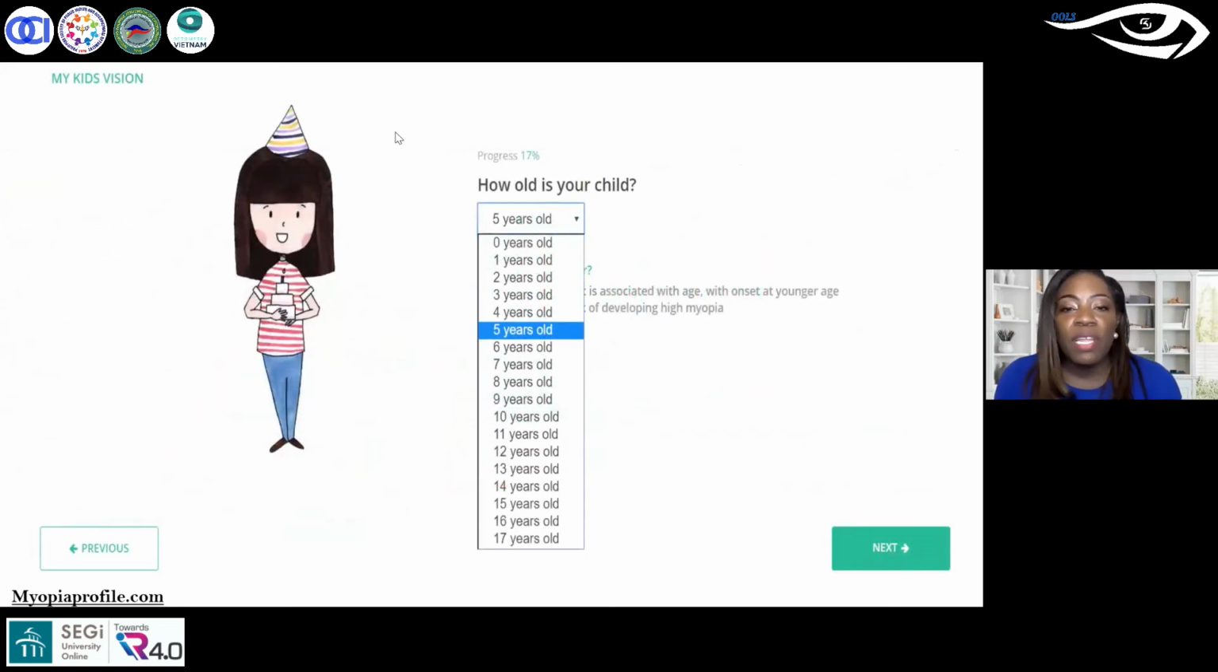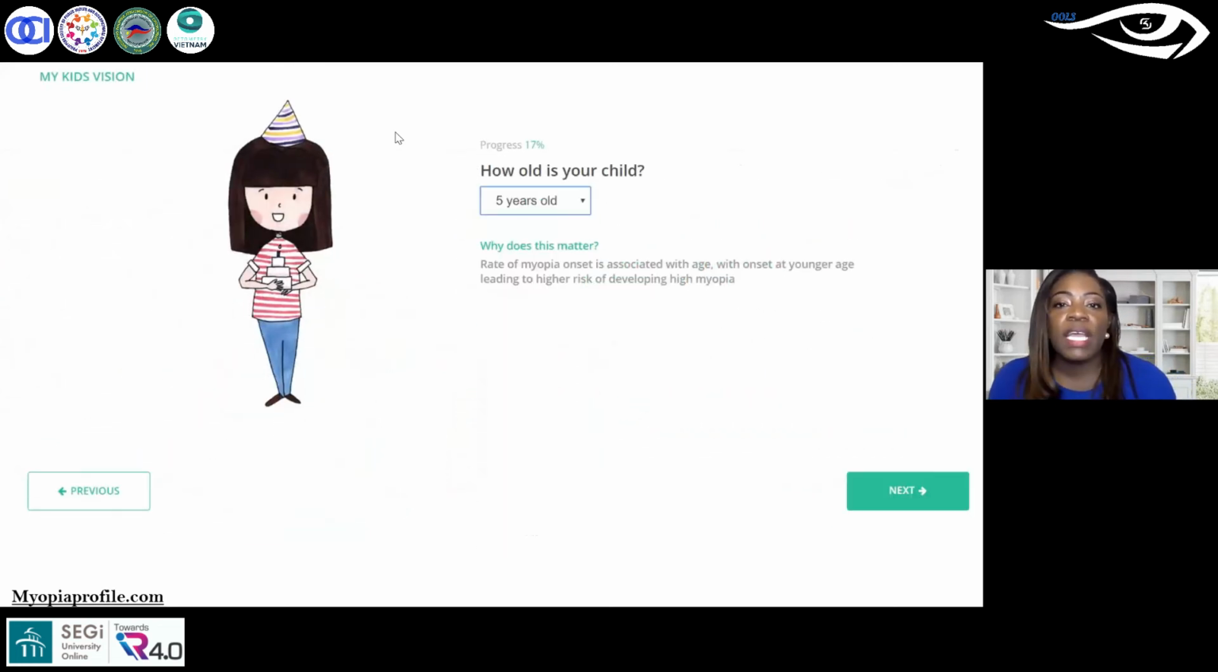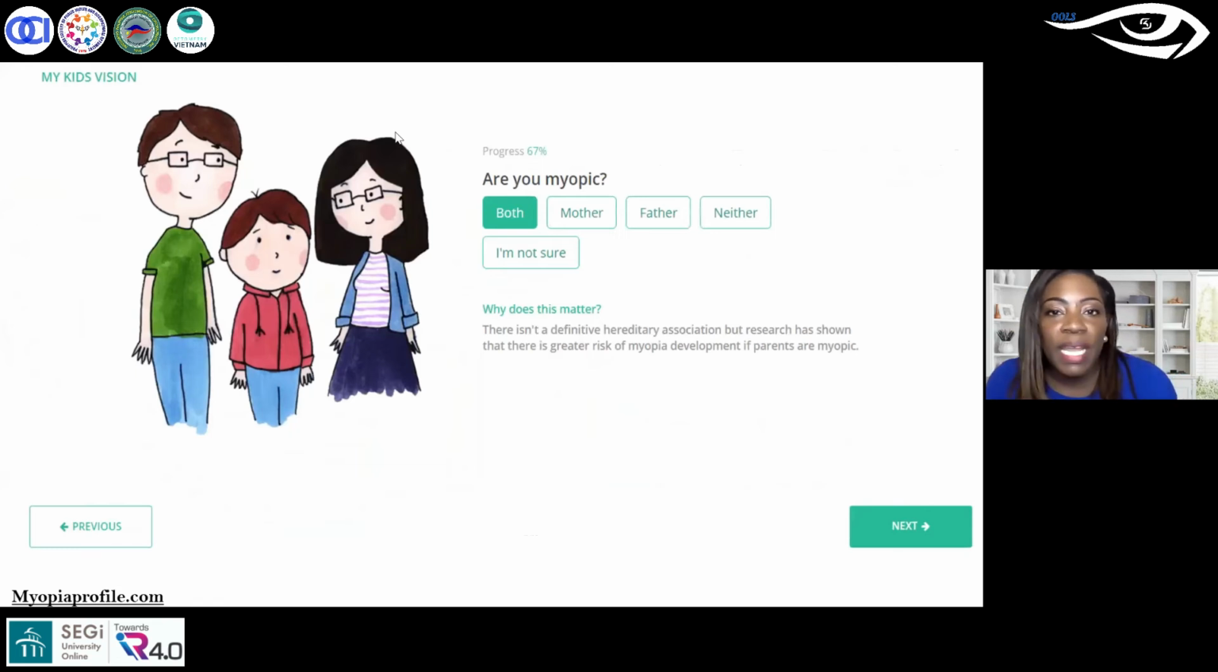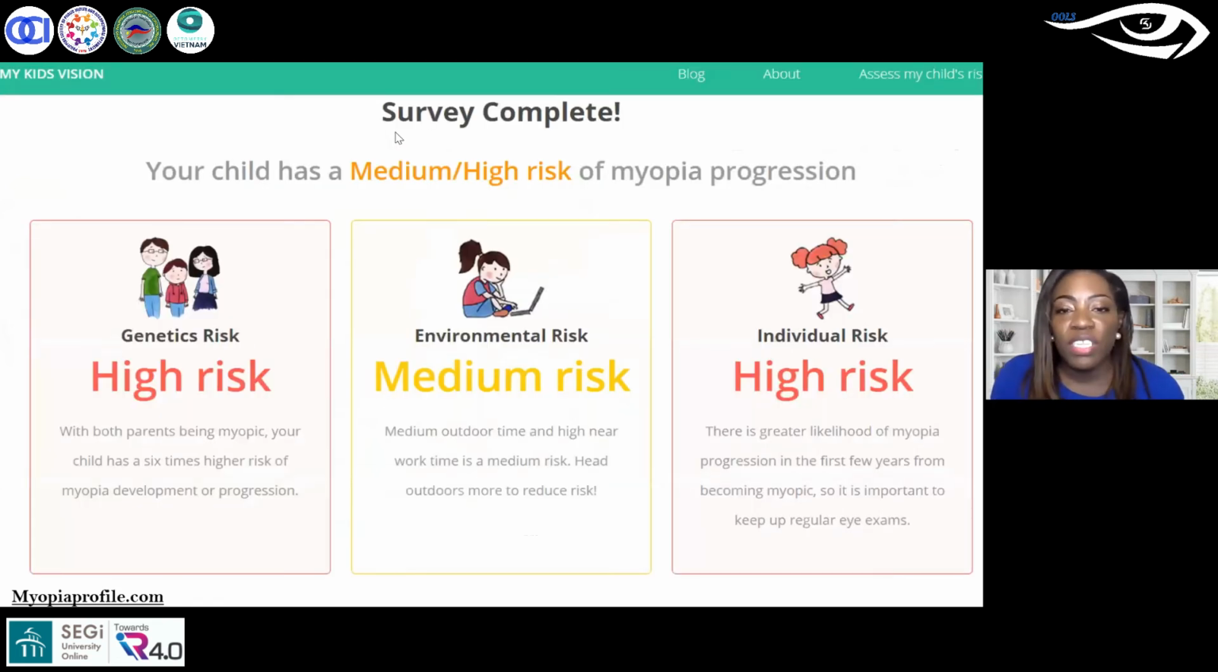A lot of different sources have quizzes that you can use for the parents to understand the child's risk. So if I put in my patient when he was 5 years old, and both of his parents were myopic, and then answer some other questions, you can see his risk for high myopia. He already is up there now.